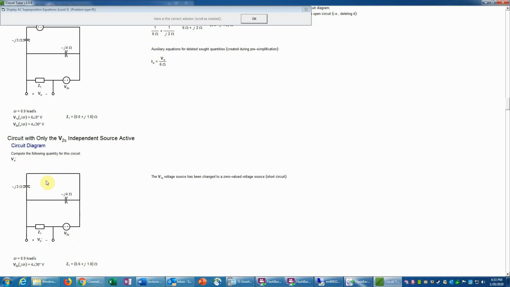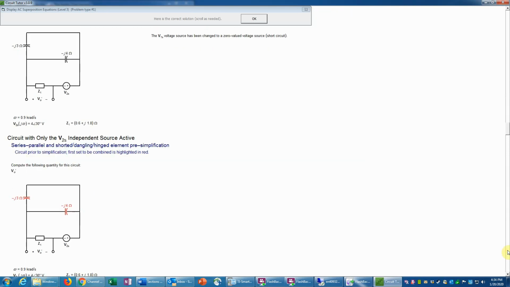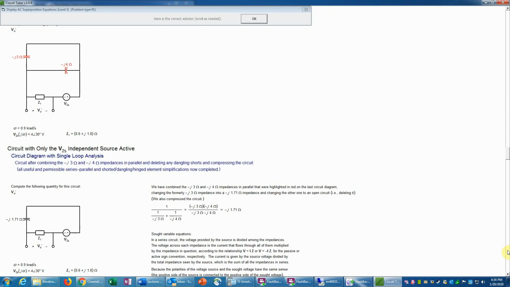So now we have a child circuit with just one source active, and we always want to try to solve this using single node pair or single loop techniques. Well, it's not a single node pair or single loop, but we do observe that we have two passive elements there in parallel, which can be combined, and that will make it a single loop. So we select those two to combine, and we just use the standard formula.